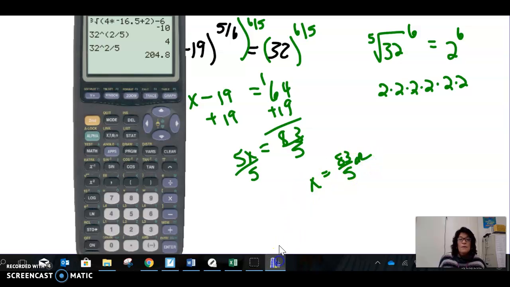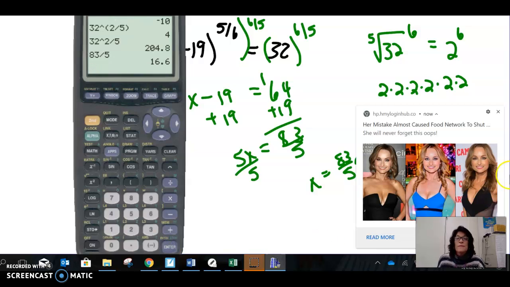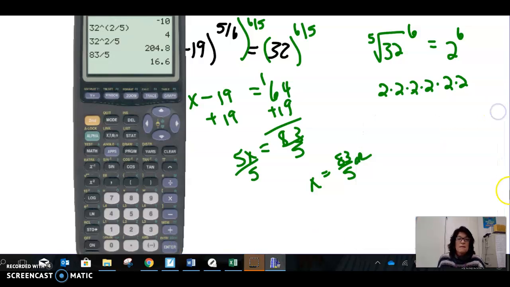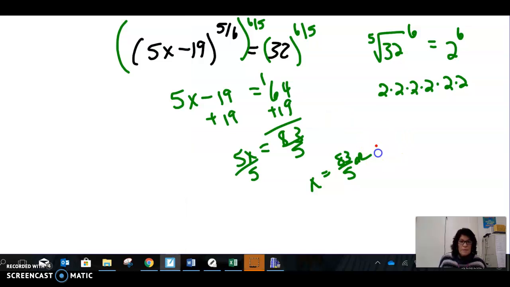Or, if you want to get that on your calculator as a decimal, this isn't going to be a pretty decimal, 16.6. That's not bad. It's up to you. I don't care how you write it. Okay, 83/5 or 16.6 is the final answer.